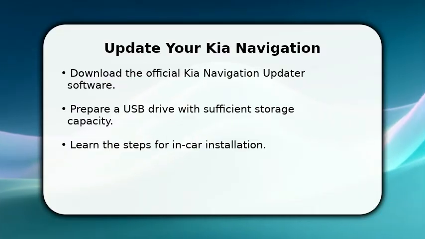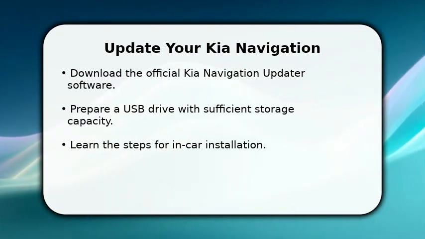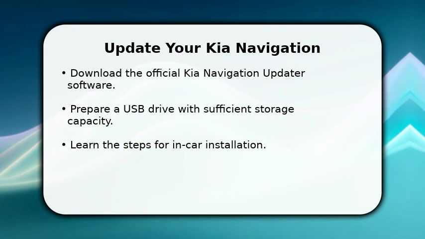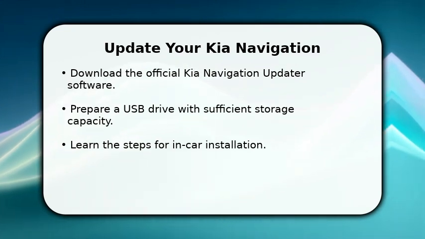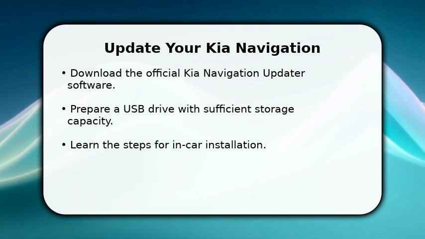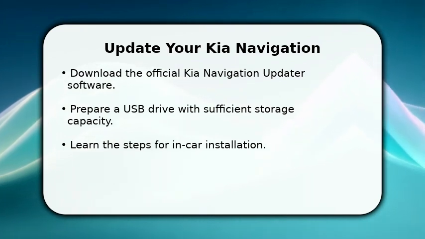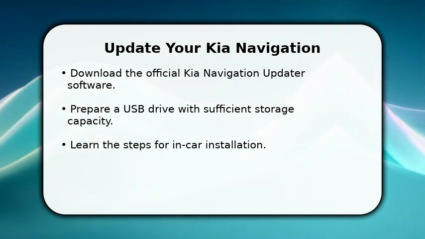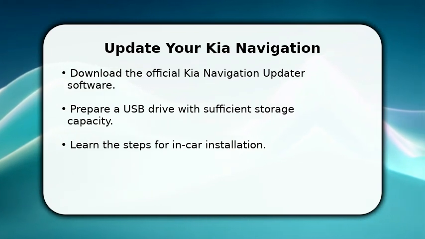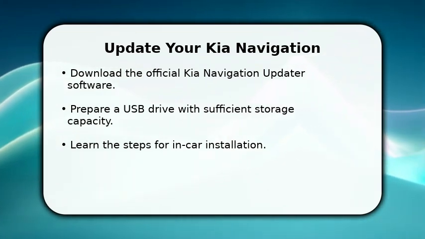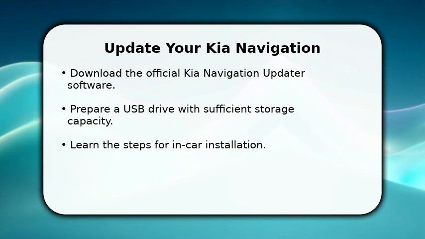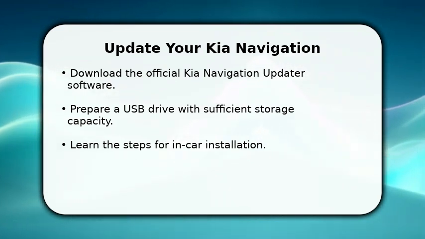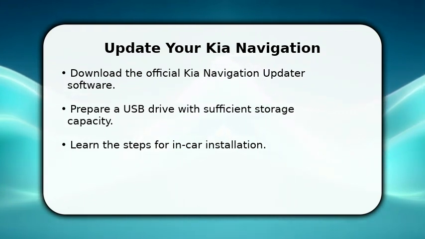In this video, I will explain how to update your Kia Sportage navigation system. First, you will need to download the official Kia Navigation Updater software to your computer. This free tool is essential for accessing the latest map data. Next, prepare a USB drive, ensuring it meets the necessary capacity and formatting requirements for the update. Finally, we will cover the simple steps to install the update directly in your vehicle.